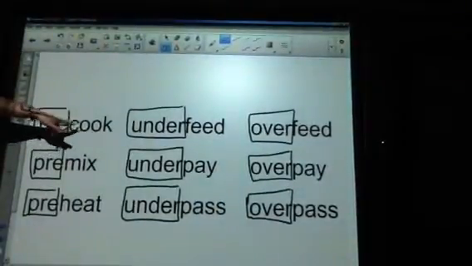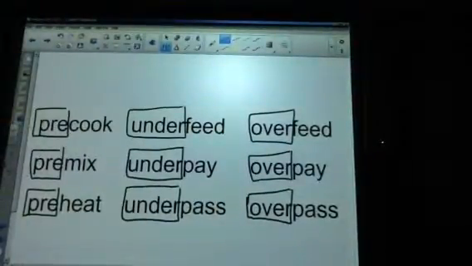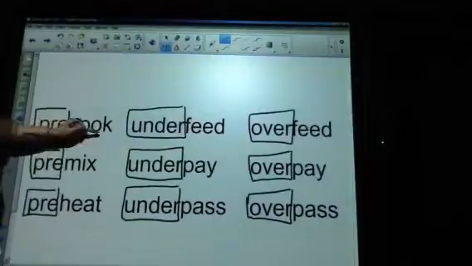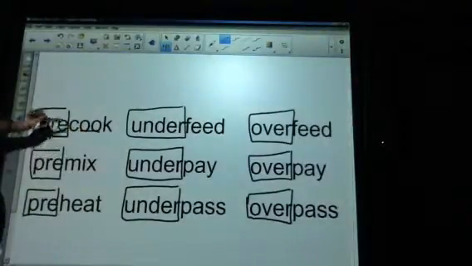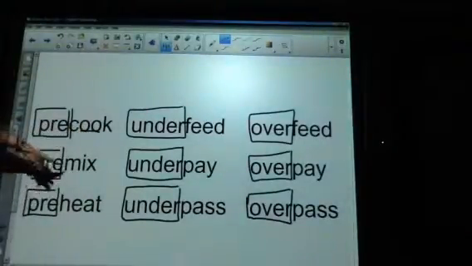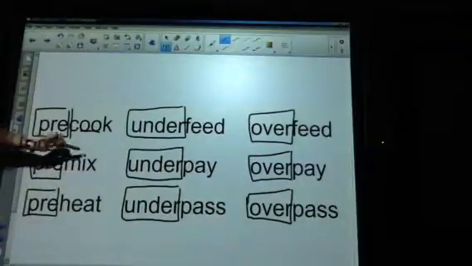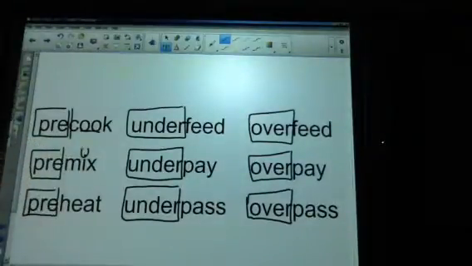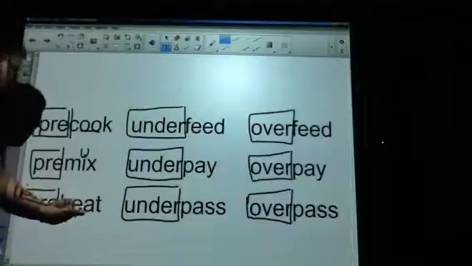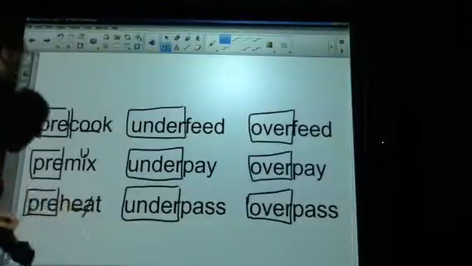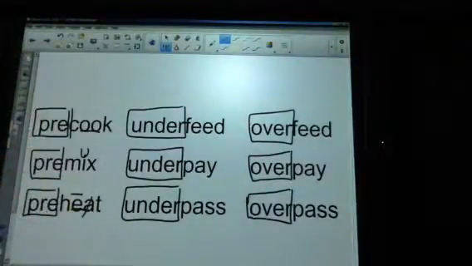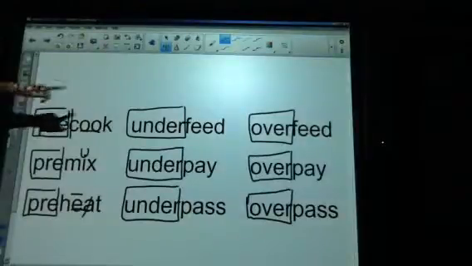Now, we need to finish coding these root words. What do I need to do on this one? Put it under. Okay? What about this one? Put it under like A. Mark up the A. Cross out the A. Okay. Now, let's look at these.